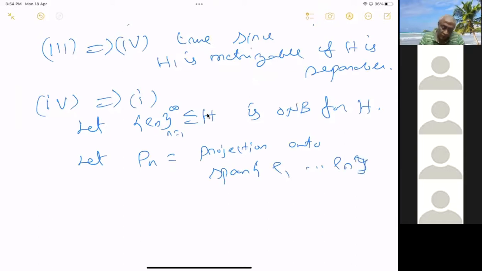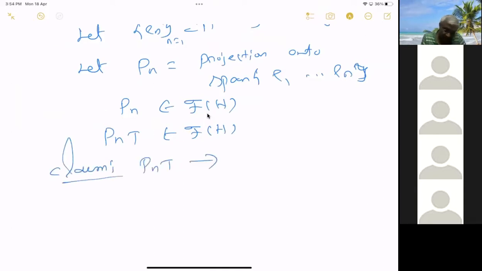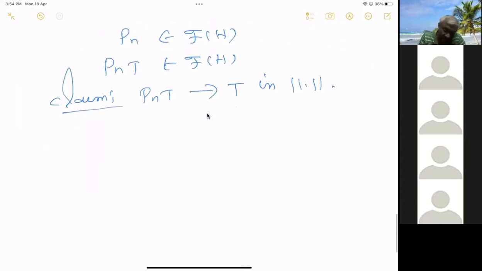Then Pn is finite rank. So this implies PnT is also finite rank. And we claim that PnT converges to T in norm. We have assumed property 4, that is, every sequence has a subsequence such that T of that subsequence converges in norm. So assuming that, we want to prove this.